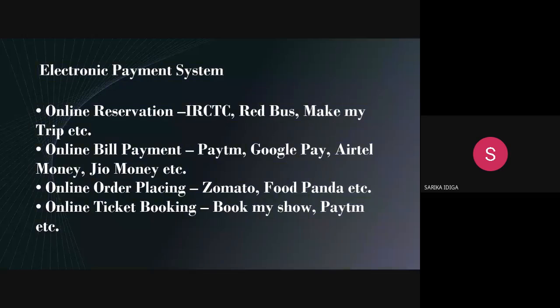Okay. So next is electronic payment system. Well, the electronic payment system will consist of the examples which I have given you. Okay, online reservation, online bill payment, online ordering, or online ticket booking.